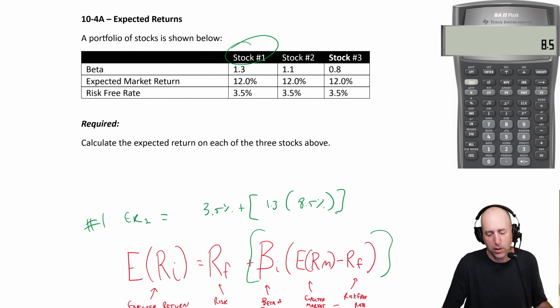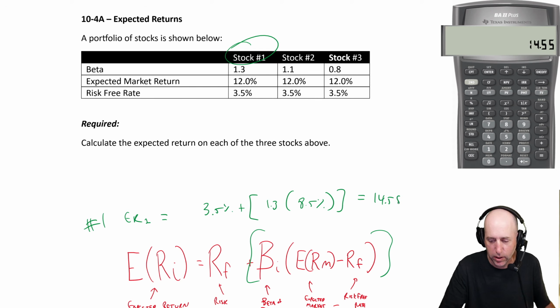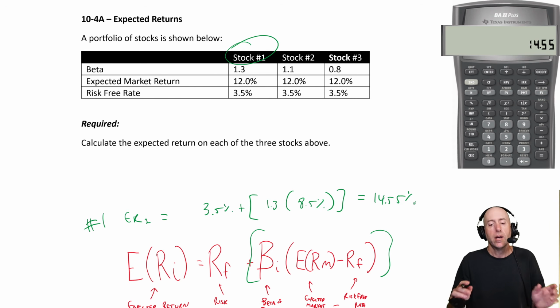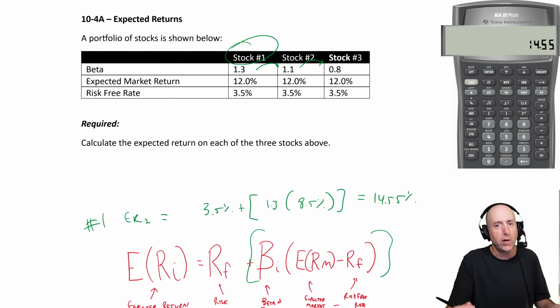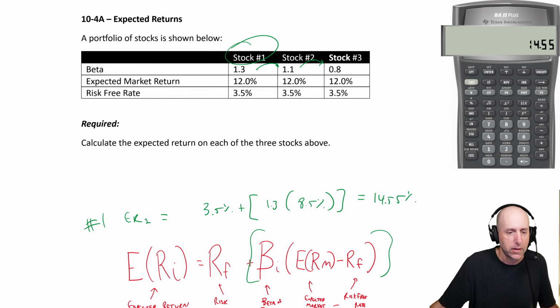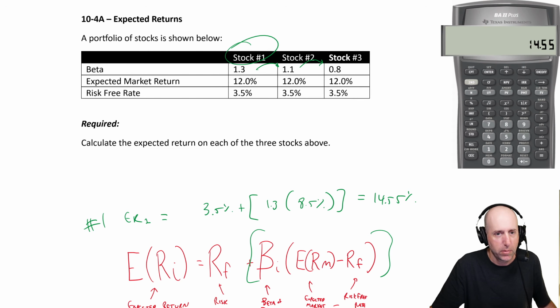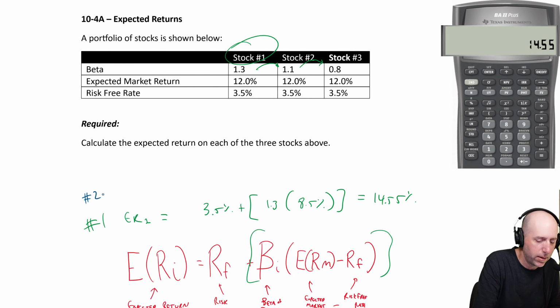Okay, so now we can solve for the expected return of stock 1. I go 1.3 times 8.5% plus 3.5. The expected return of stock number 1 is 14.55%. Now, as our betas drop, our expected returns are going to drop as well, because we're taking on less risk. There is less return needed here. Let's do stock number 2. I guess I'm working upwards here.